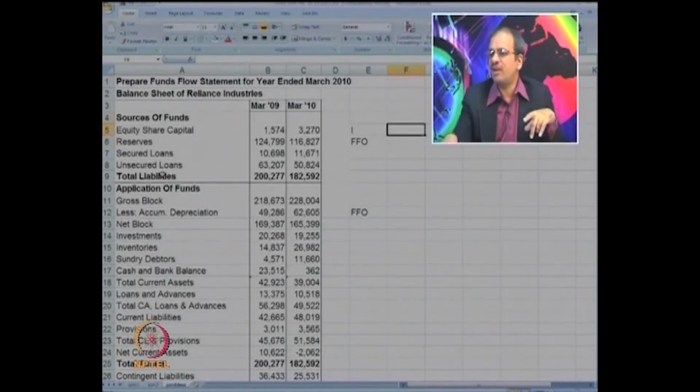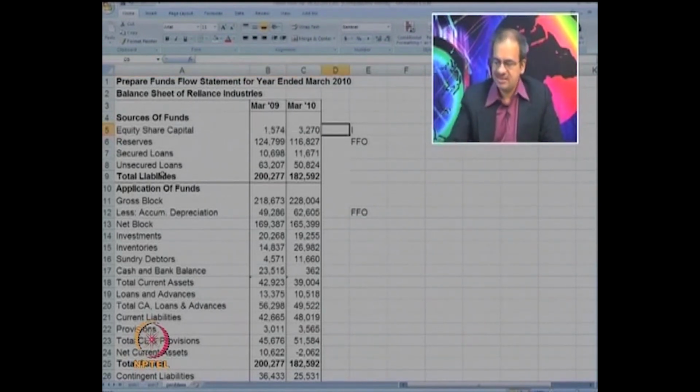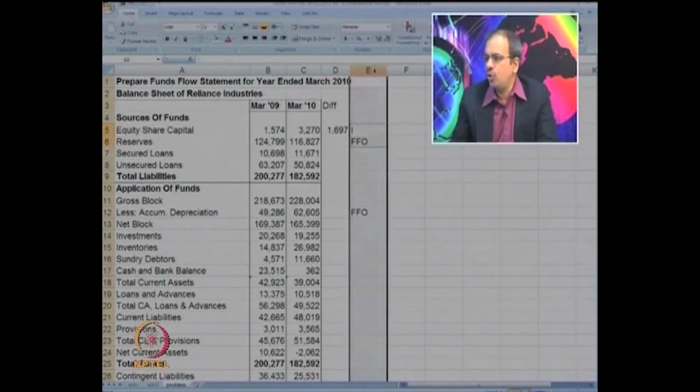Okay, let us look at one by one the items. The first item is equity share capital. You can see there is an increase in the capital. So, what does it represent? Is it an inflow or outflow? I am just trying to find the difference for all the items. So, does it represent inflow or outflow? Pretty common sense. I have issued shares. So, definitely it represents an inflow. I hope everyone is clear about it.